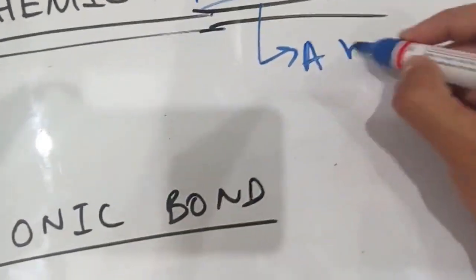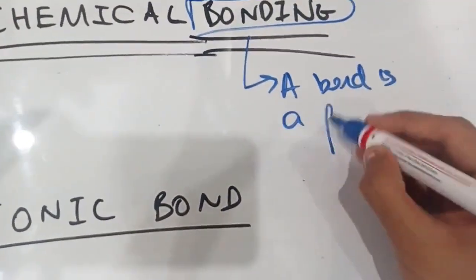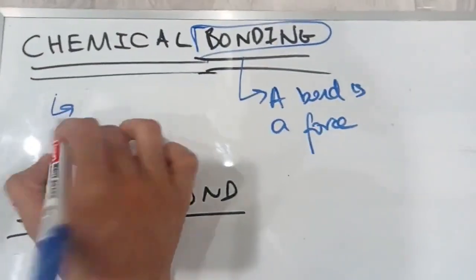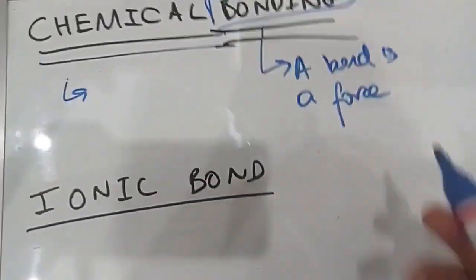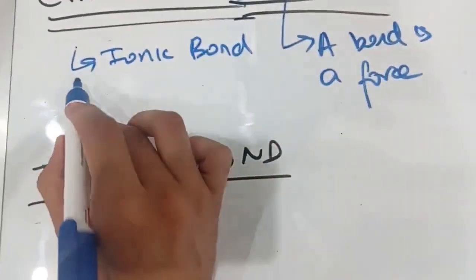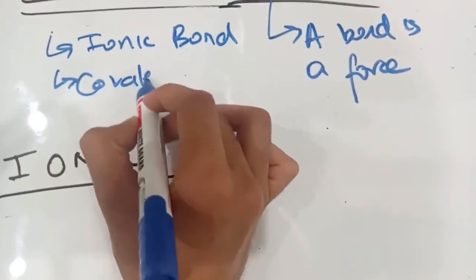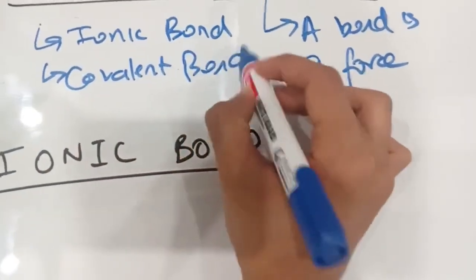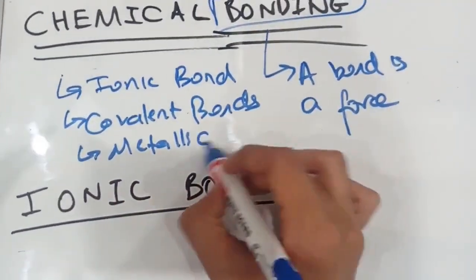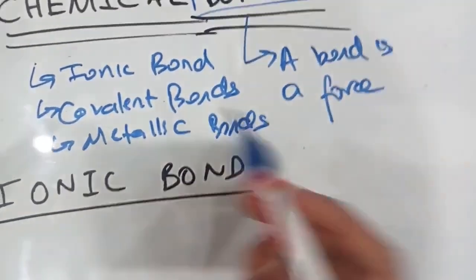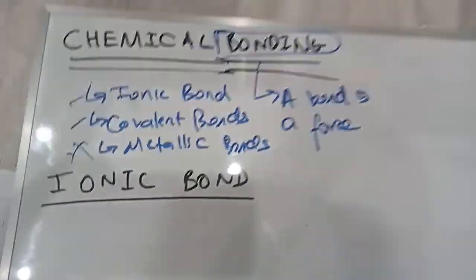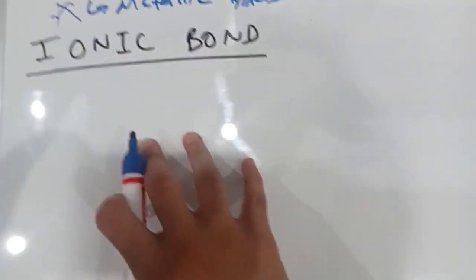A bond is a force. What type of force? A force that helps combine multiple atoms. Now there are three key types of bonds. First of all, you have ionic bonds, which is what we're going to be looking at right now, followed by covalent bonds, and finally, metallic bonds. Now, in this video, we're going to be looking at only these two and not this one. So keep that in mind. So without further ado, let's get straight into ionic bond.